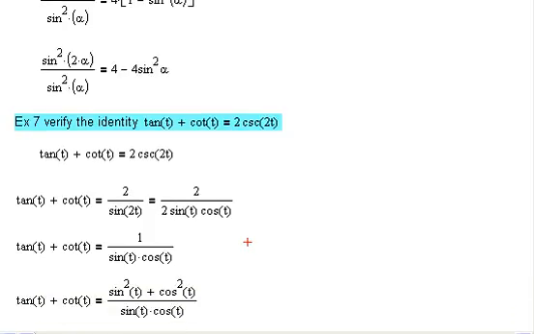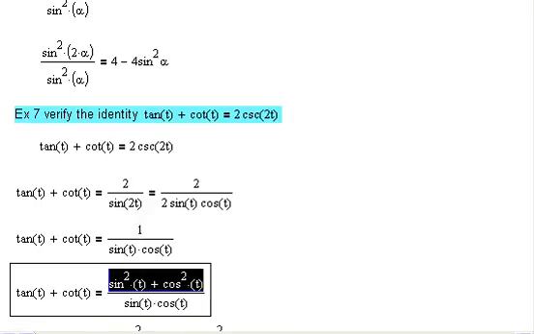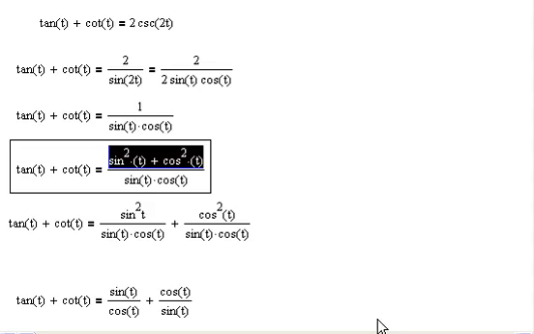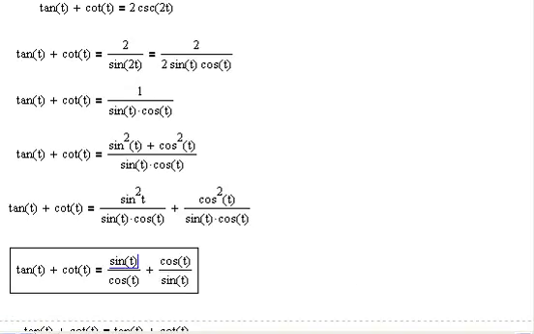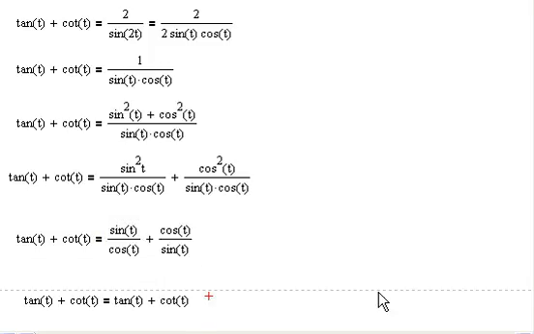Notice replacing this 1 with sine squared t plus cosine squared t. Now, separating this into 2 separate fractions, one of them would be sine squared t over sine t cosine t, the other one cosine squared t over sine t cosine t. And notice that one of the sines cancels out from this fraction, and one of the cosines cancels out from this fraction, leaving us with sine t over cosine t plus cosine t over sine t, which is another way of saying this one's tangent t, this one's cotangent t, which is what we set out to prove in the first place.